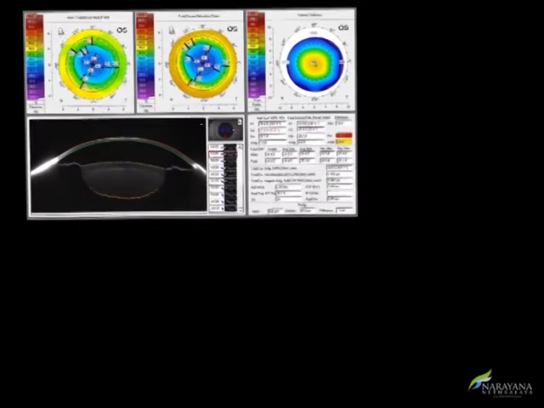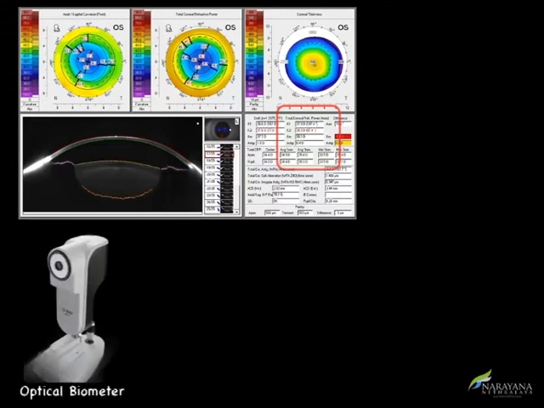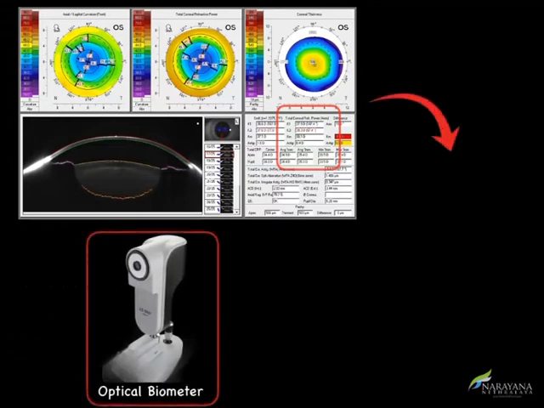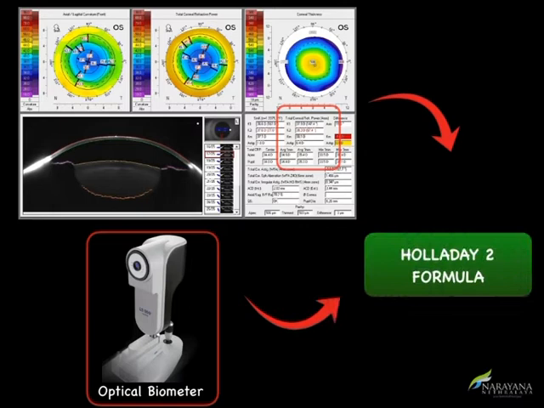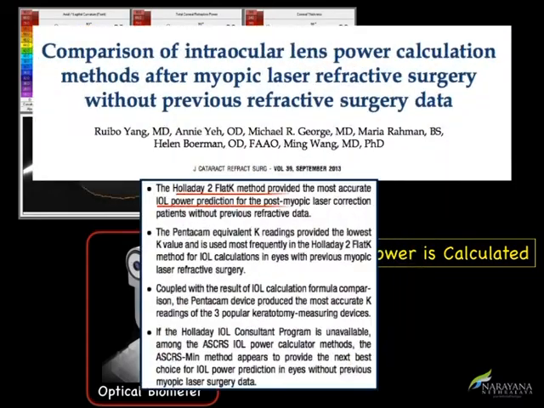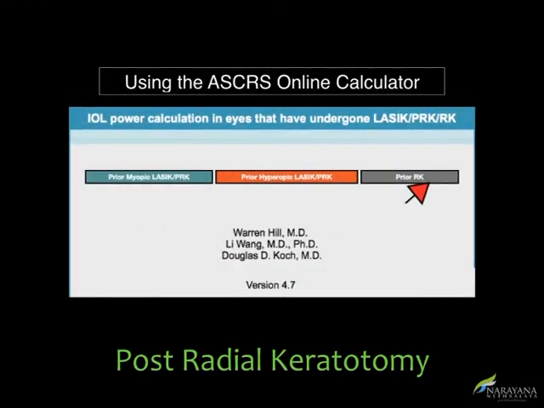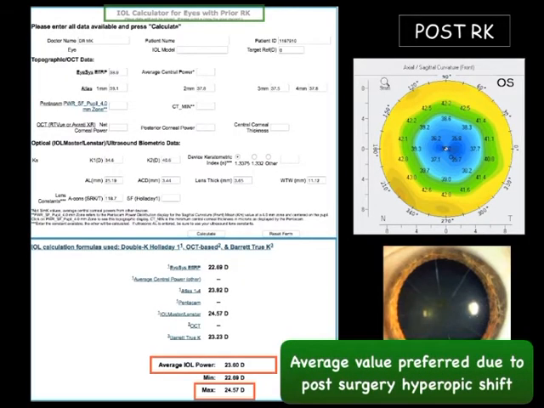Option 2 includes keratometry obtained from total corneal refractive power, which takes into account both the anterior and posterior surface, and axial length from optical biometer. IOL power is calculated using the Haigis formula. Similar guidelines are followed for patients post-hyperopic and radial keratotomy. In radial keratotomy patients, ASCRS's average or maximum is considered as these patients have a hyperopic shift post-surgery.